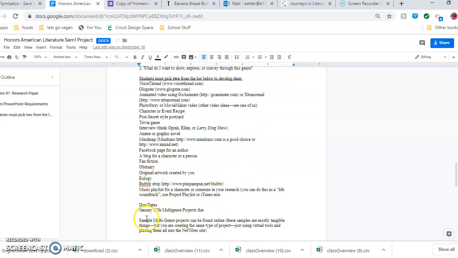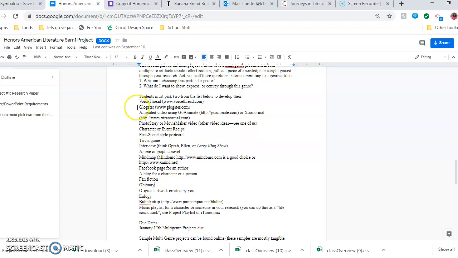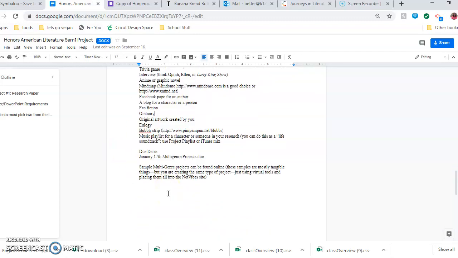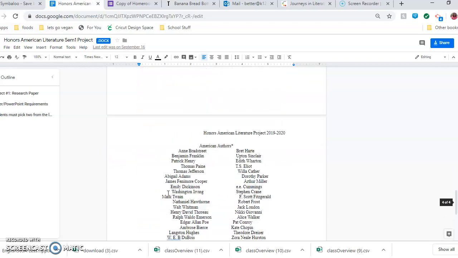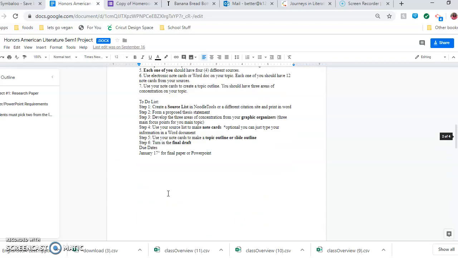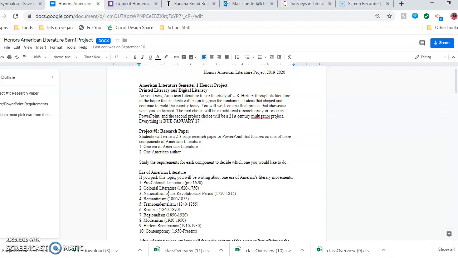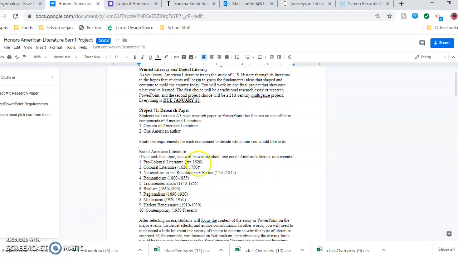Those are also due on the 17th. You can pick from this list, or you can come up with other ones. Just let me know. And then here's a list of the authors as well. So you've got 2 things that you do: a research paper and a multi-genre paper. And you're picking either an American era or an American author.